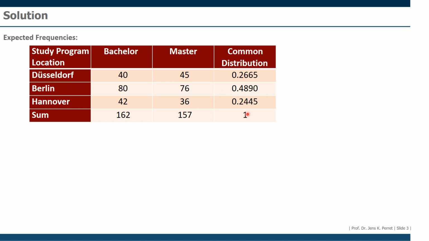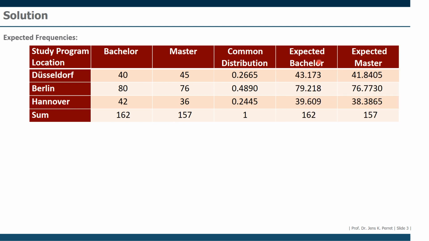However, we cannot work simply with the common distribution. We also need expected frequencies, expected absolute frequencies. And those we get by multiplying the common distribution with the sums, once for bachelors and once for masters. So we're going to add 2 additional columns here: the expected values for bachelors and the expected values for masters. So for the bachelors, we're going to multiply 0.2665 with 162, giving us this one. Then we're going with 0.489 times 162, giving us the 79 point something.